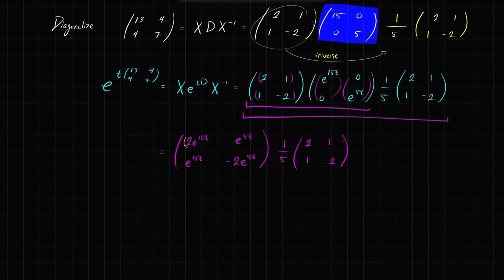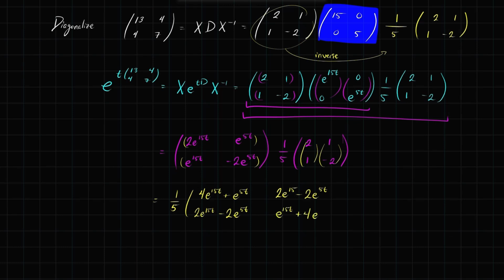And I can go through one more round of all rows against all columns. That's going to give me 4 copies of e to the 15t. There's 1/5 coming along for the ride. I have 4 copies of e to the 15t. I also have 1 copy of e to the 5t. I then have 2 copies of e to the 15t and negative 2 copies of e to the 5t. And finally, I have 1 copy of e to the 15t, and negative 2 squared is positive 4 copies of e to the 5t.